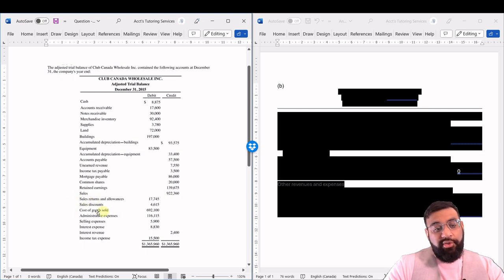And then we have cost of goods sold, administrative expenses, selling expenses, interest expense, and income tax expense. And these over here are expenses. These are the cost of doing business. These are costs that we incur, consume, and use up in order to earn revenues.